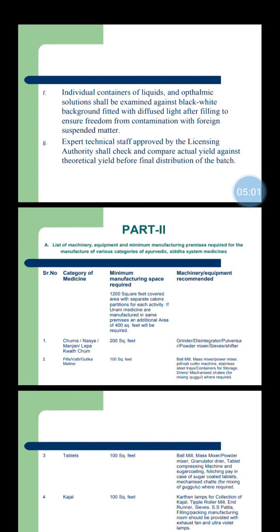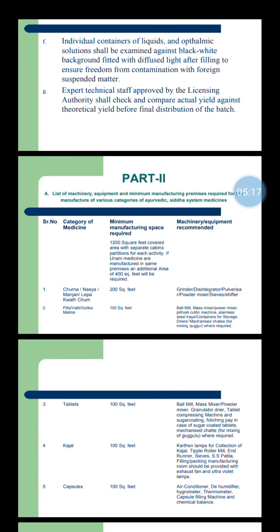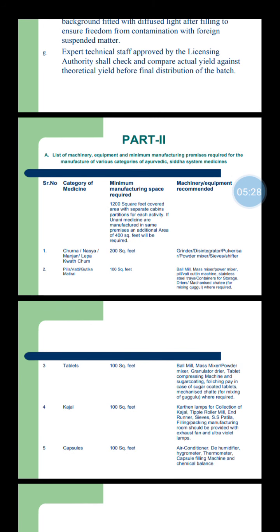The next, part 2. You saw part 1. Then next, part 2: a list of machinery, equipment, and minimum manufacturing premises required for the manufacture of various categories of Ayurvedic and Siddha system medicine. In that, the categorization of medicine, second column, minimum manufacturing space required, machinery and equipment recommended.